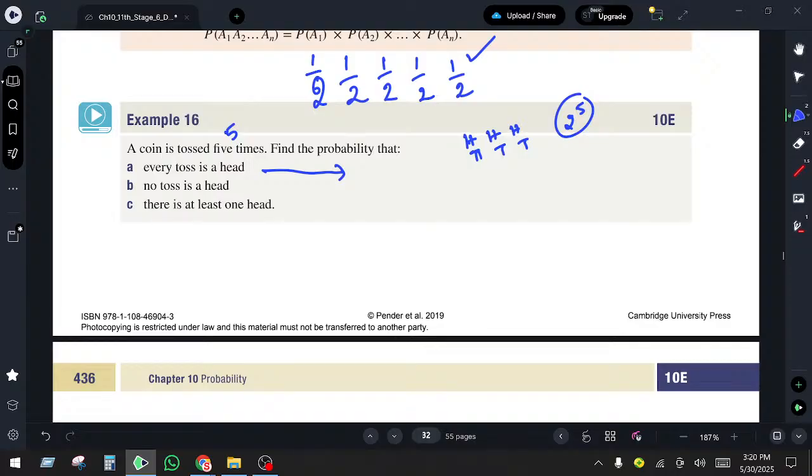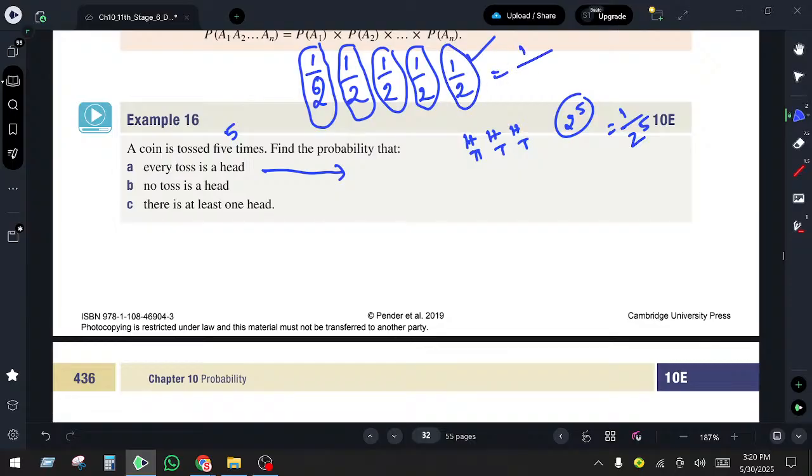If a coin is thrown 5 times, how many ways can 5 heads come? Head, head, head, head, head. Only one possibility. So the probability is 1 over 2 power 5. And here also, for the first toss, head is 1 by 2, for the second, head is 1 by 2, and so on. Do the product, it is again 1 over 2 power 5.